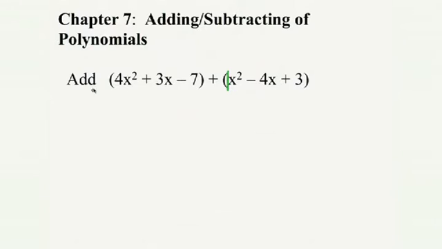All right, so first we look at x squareds. 4x squared plus 1x squared is 5x squared. That takes care of this and this. Positive 3x minus 4x is minus 1x. Again, 3 minus 4 is 3 plus negative 4, or negative 1. And finally, negative 7 added to positive 3 is negative 4. That takes care of this and this. So it's simply 5x squared minus x minus 4.